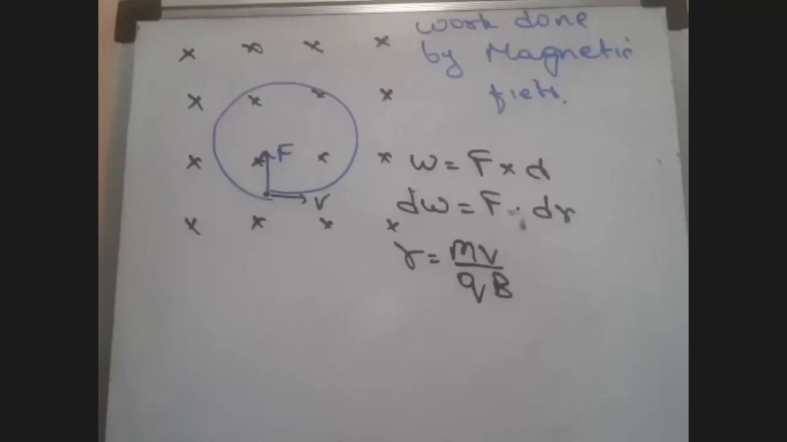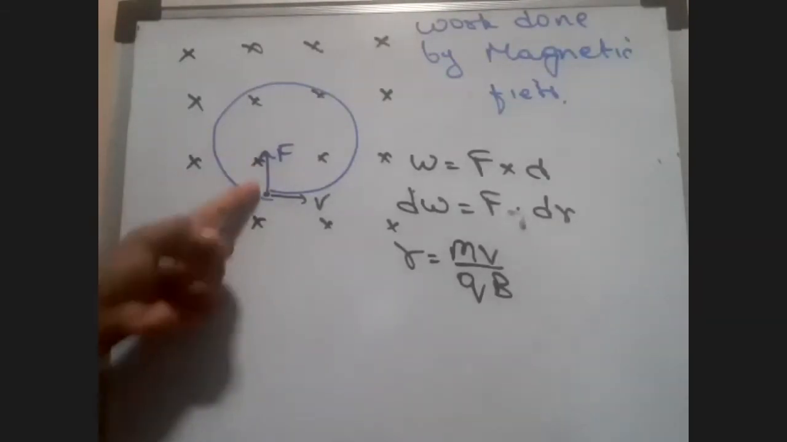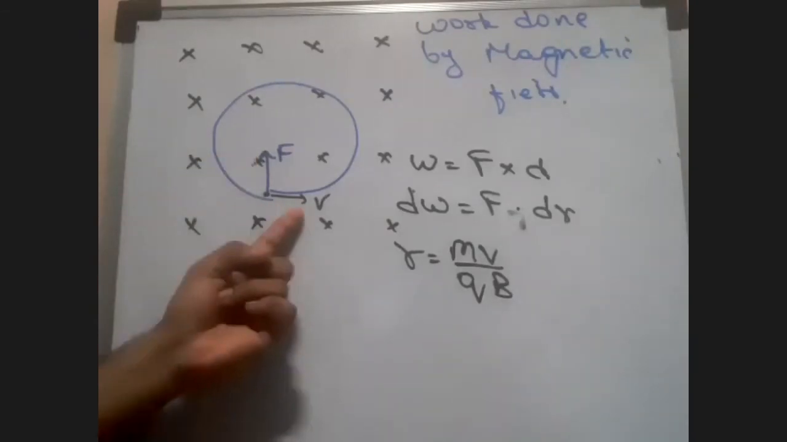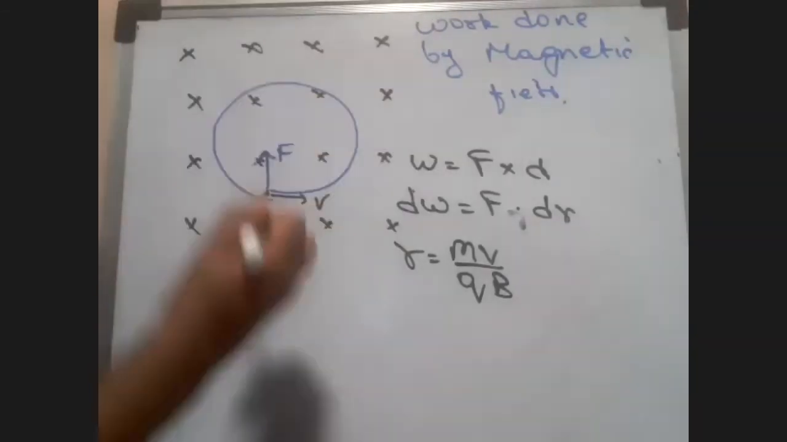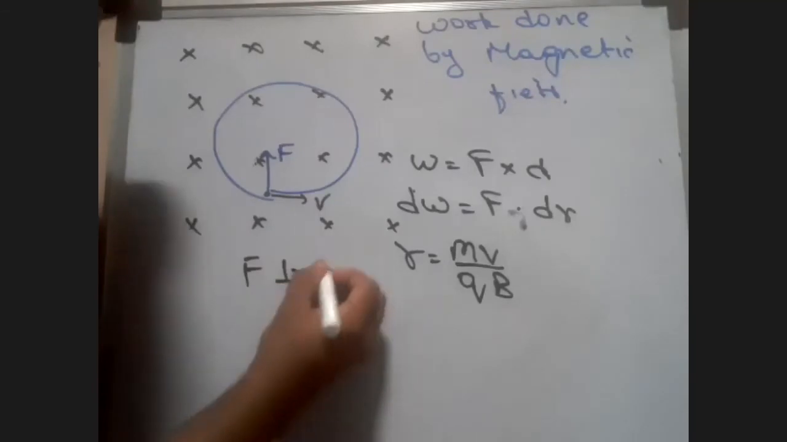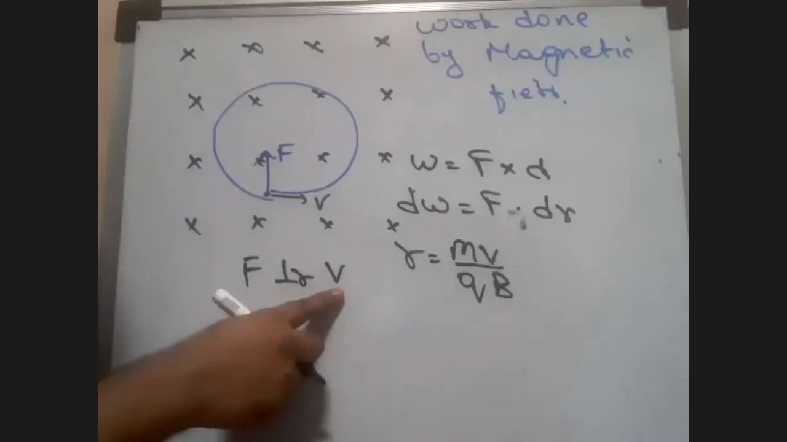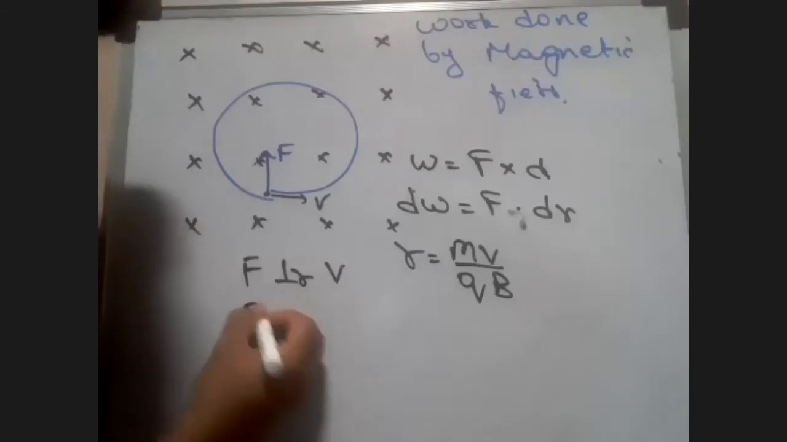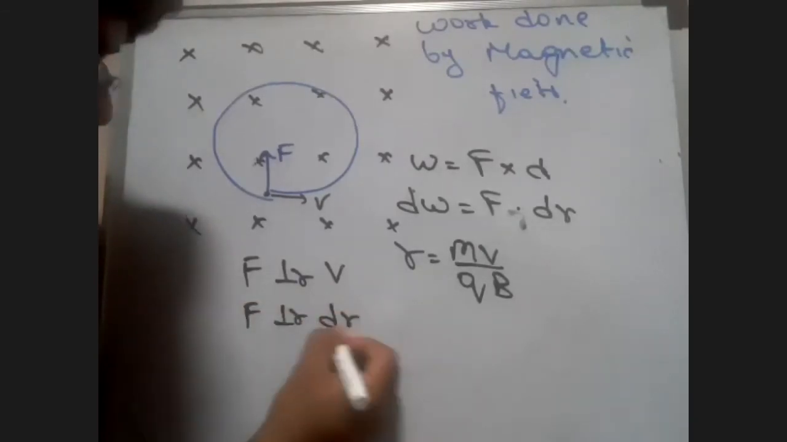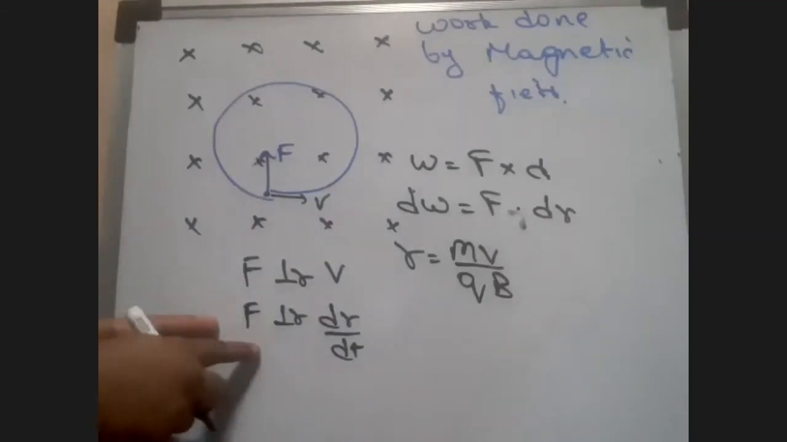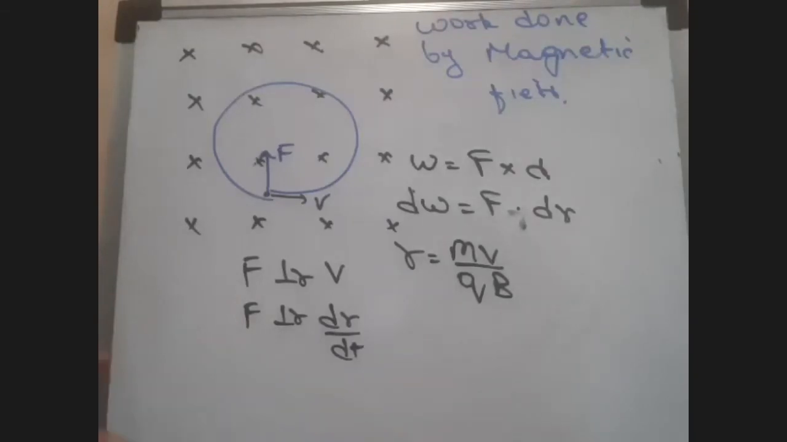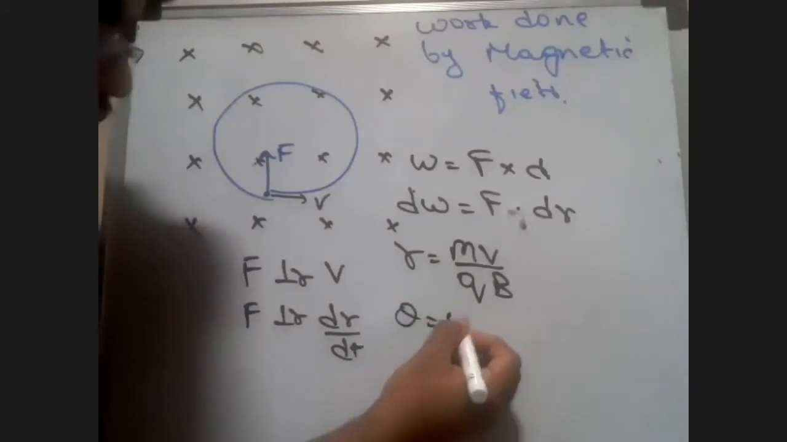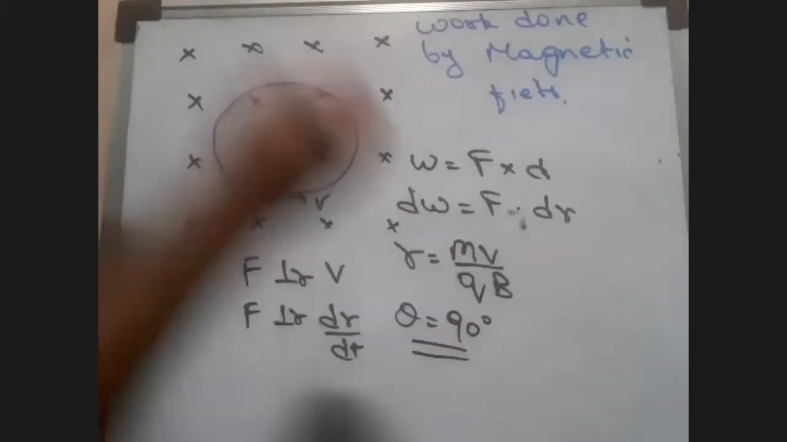Okay, see, students, look here. This force here is perpendicular to what? It is perpendicular to velocity here. Force is perpendicular to velocity. So let's write that. Force is basically perpendicular to velocity, and velocity, students, can be written as the rate of change of distance with respect to time. Yes or no? So if force and dr by dt have a perpendicular relation between them, then can I say theta is going to be 90 degrees?